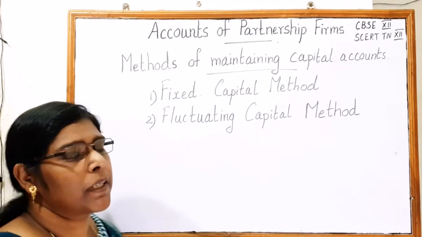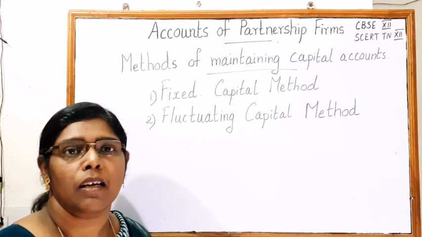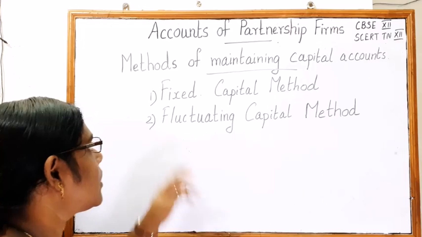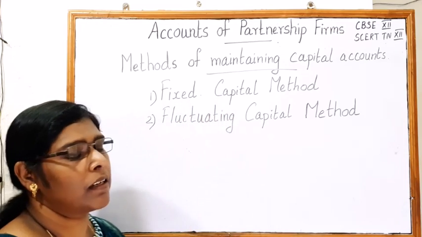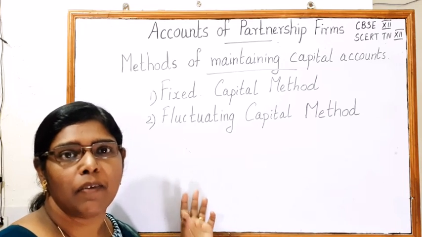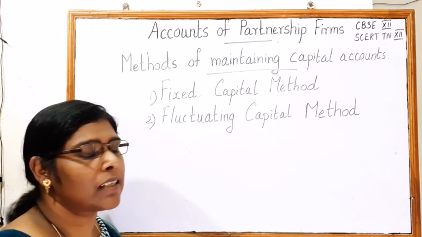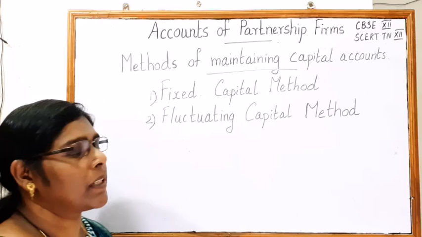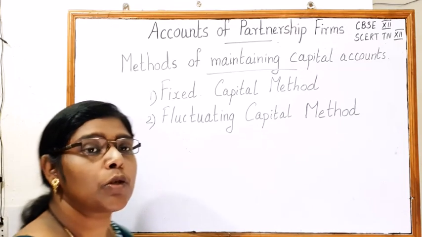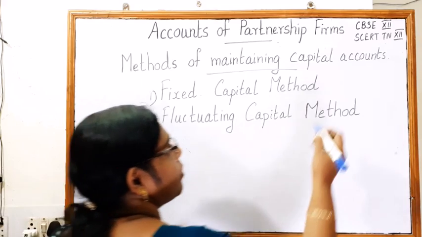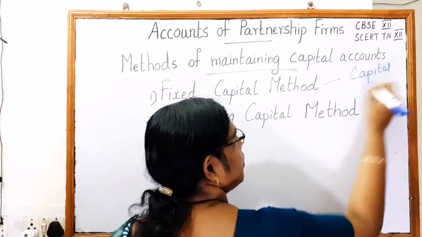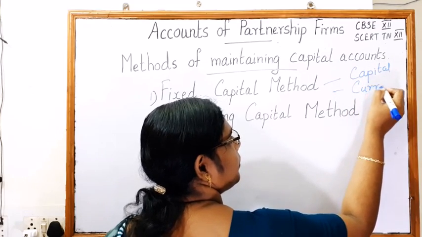Methods of maintaining capital accounts. In partnership firms, we maintain capital accounts in two different ways. The first one is fixed capital method and the second one is fluctuating capital method. Even from the name, we can bring out certain things. First, let us see the fixed capital method. Under the fixed capital method, we maintain two types of accounts. The first one is capital account and the second one is current account.